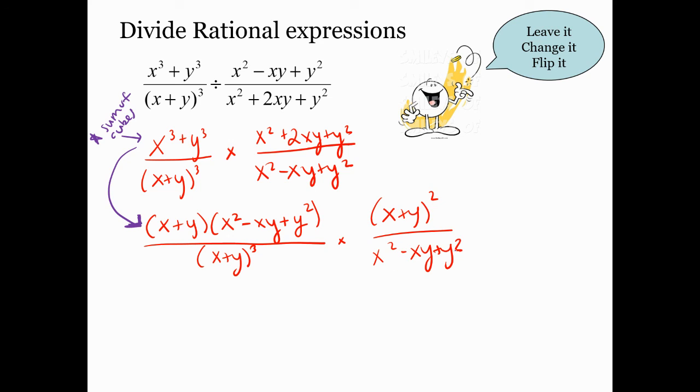This doesn't factor, but check this out. These cancel. What happens here? When I multiply these two together, don't I just get (x plus y) cubed over (x plus y) cubed? Oh my goodness, isn't that just 1? Pretty cool, right? So division and multiplication, it's the same scale in there. Okay?